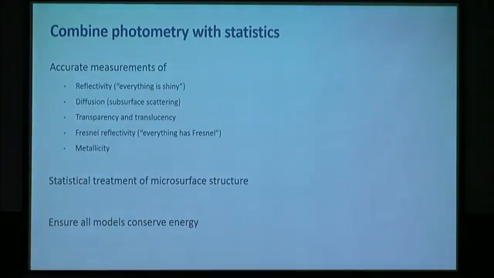And how does this work? Well, we put in a whole pile of statistics, basically. Part of the trick is to make accurate measurements of various properties of materials. So first is reflectivity. The fact is that every single material is reflective to a greater or lesser extent. Diffusion and subsurface scattering, transparency and translucency. Fresnel reflectivity, which is glancing reflectivity. So the edge of a curved object will appear white as the angle of light comes to complete grazing. Hard to explain, I don't have a picture of it, I'm afraid. And then metallicity, which is a silly word, but I'll explain in the next slide.